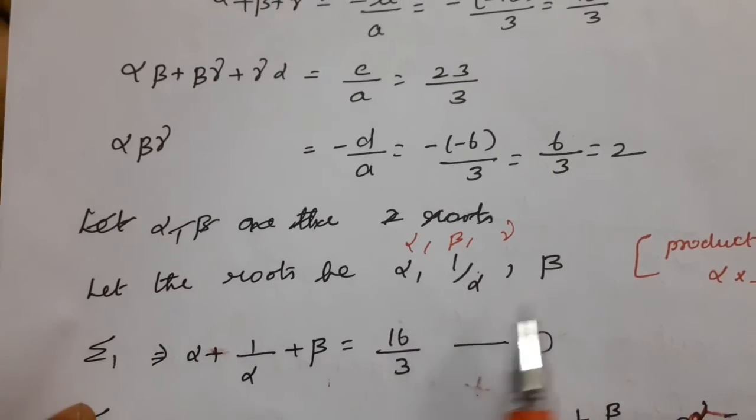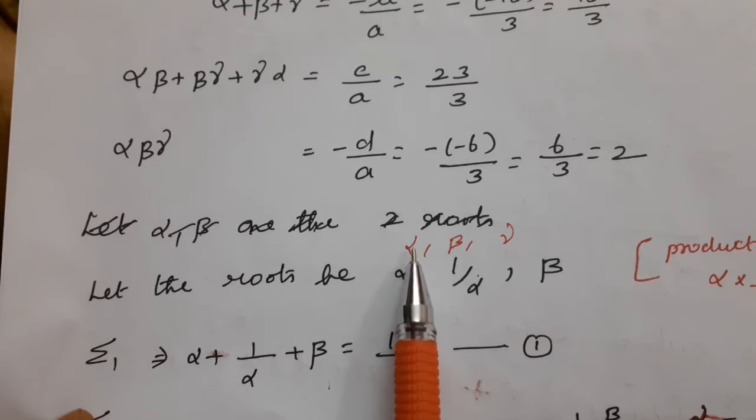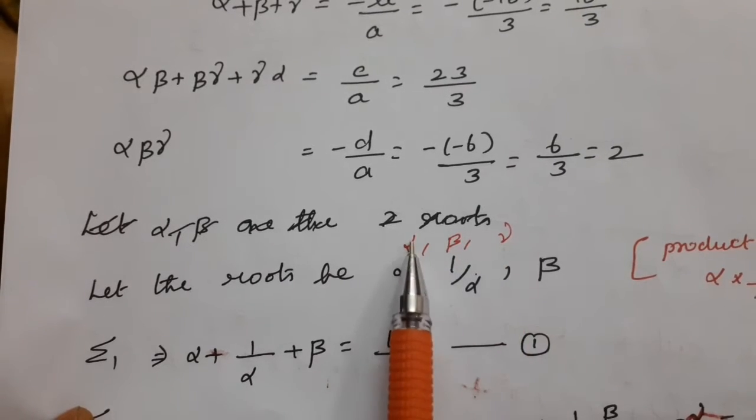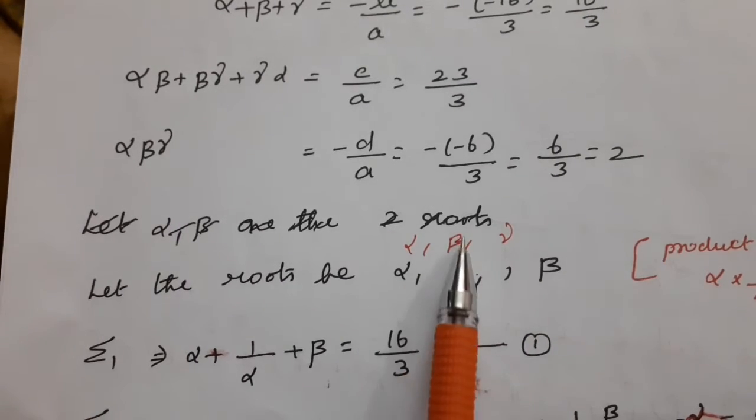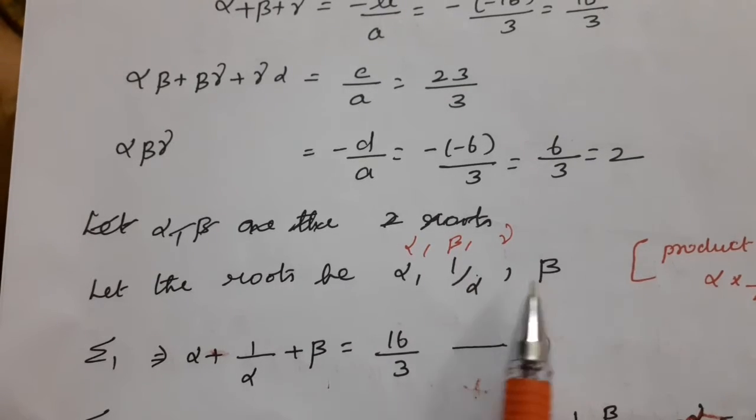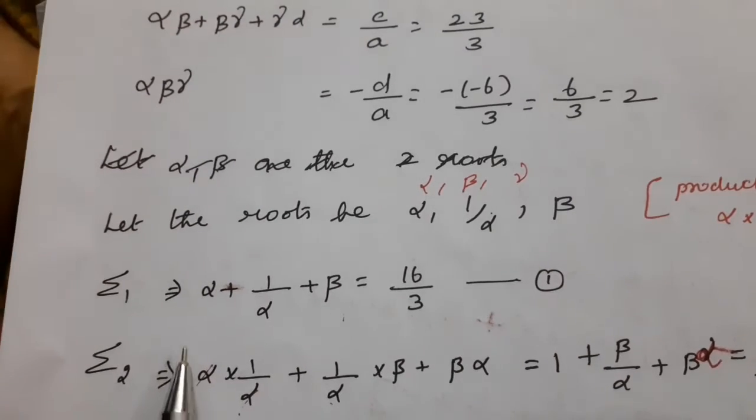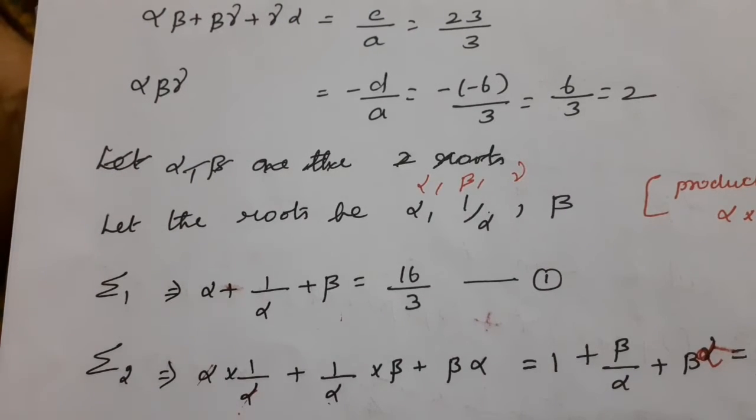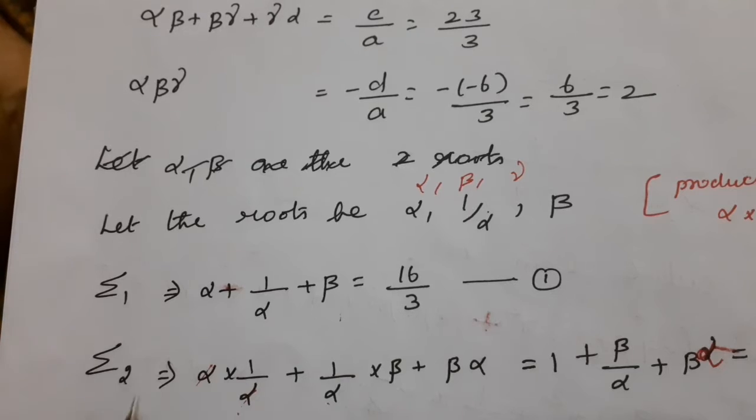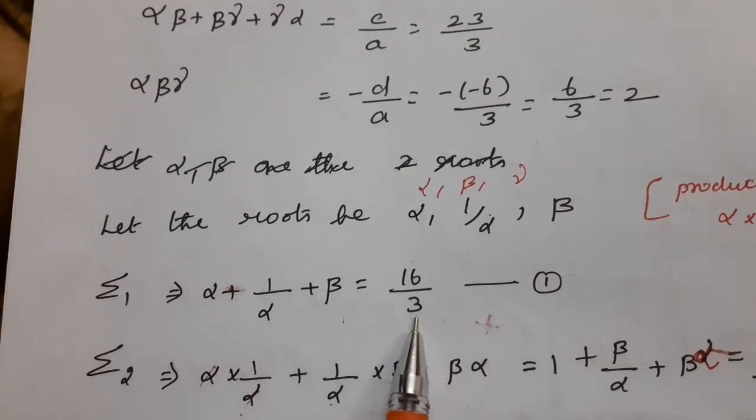We have 3 roots in the cubic equation: alpha, beta, gamma. So we take the roots as alpha, instead of beta we select 1 by alpha, and instead of gamma we take beta, because the product of two roots is 1. The summation of the roots, alpha plus beta plus gamma, gives alpha plus 1 by alpha plus beta equal to 16 by 3.